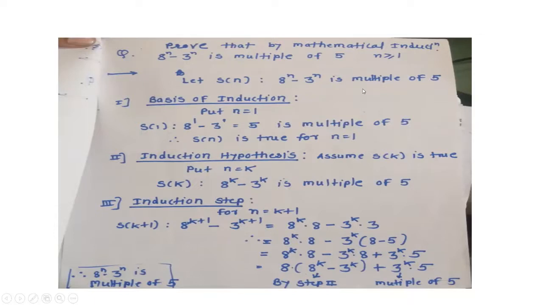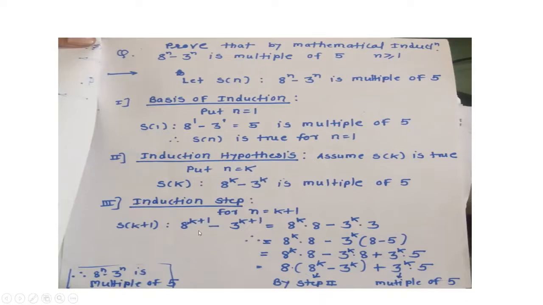Then second, the induction hypothesis. Assume S of k is true. Put n equal to k. So S of k is 8 raised to k minus 3 raised to k is a multiple of 5. We assume this. Then the third step, induction step. Here you have to put n equal to k plus 1. So S of k plus 1 is 8 raised to k plus 1 minus 3 raised to k plus 1.